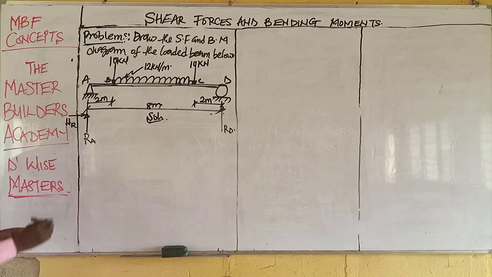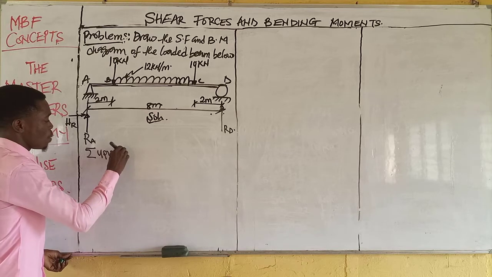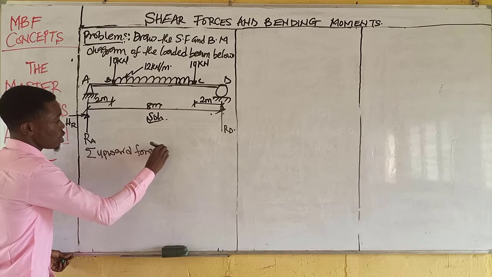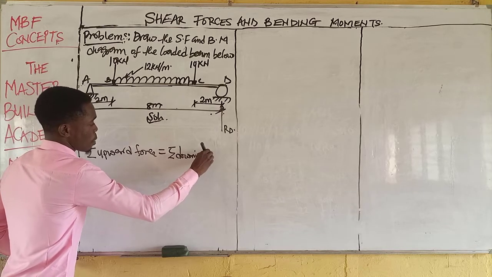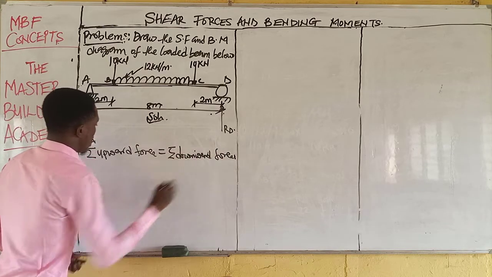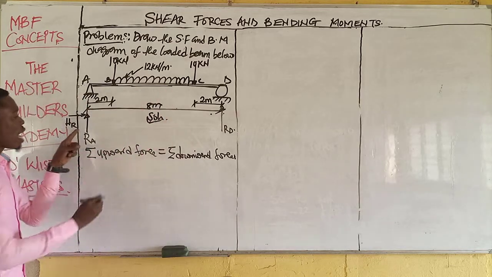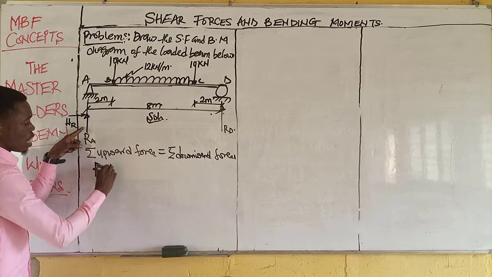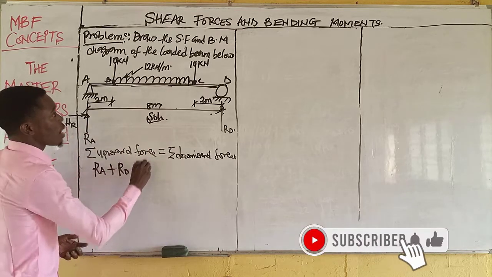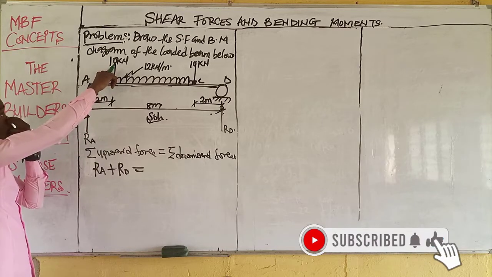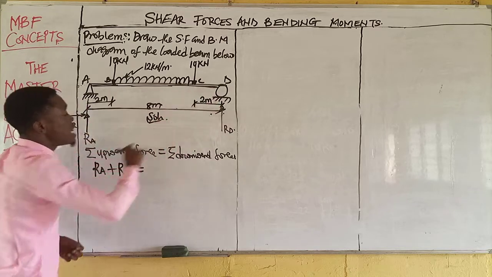Now, the first thing we do is to use the sum of upward forces is equal to the sum of downward forces. The upward forces here are the reactions. They are the ones that are heading upward. So reaction at A is an upward force, and reaction at D is equally an upward force. Then the load at B is acting downward, the load at C is acting downward, and even the UDL is acting downward.